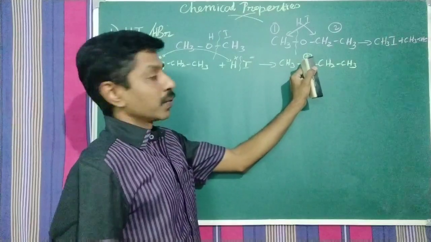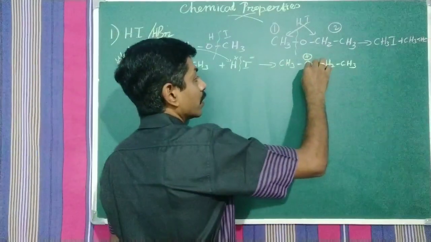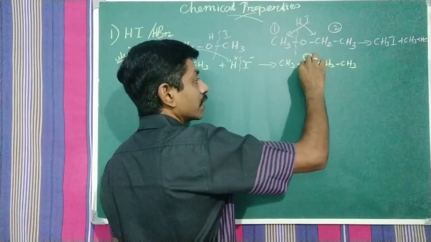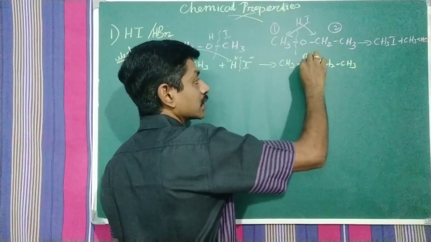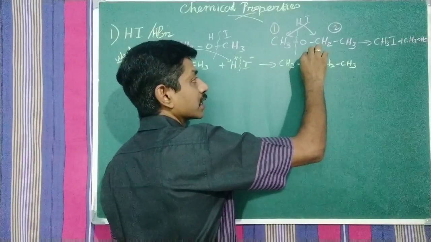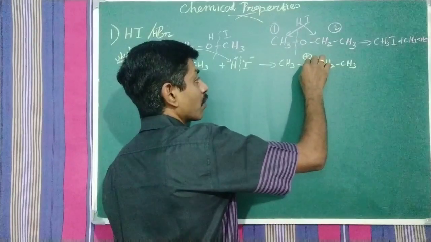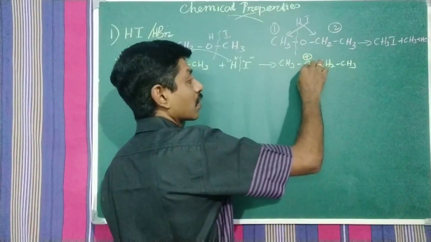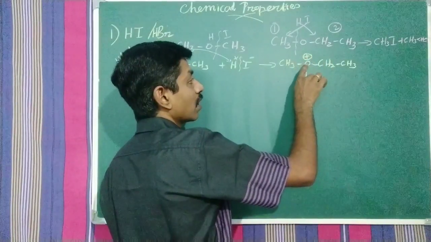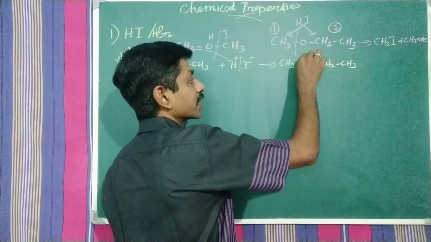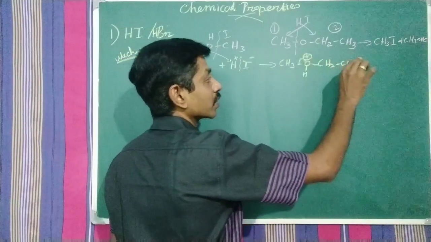This molecule, the bond between oxygen and hydrogen is actually, because of this hydrogen linkage, oxygen is getting a positive charge. So the bond between oxygen and hydrogen becomes stronger. The bond between carbon and oxygen becomes weaker, so that this bond shifts here, making the positive charge neutral.